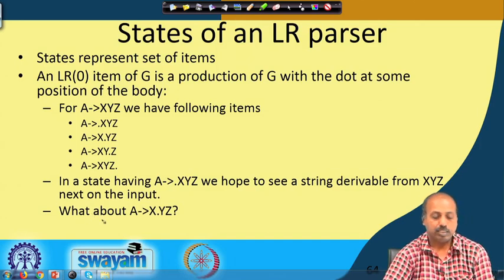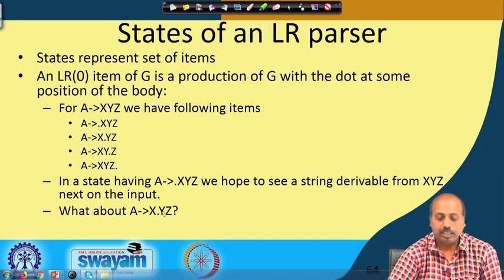slides. So, this is the meaning of A producing x dot y z: we have already seen a string derivable from x, and then we are expecting to see a string which is derivable from y z.